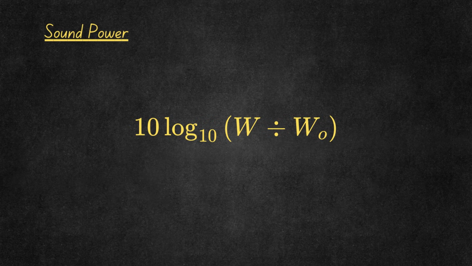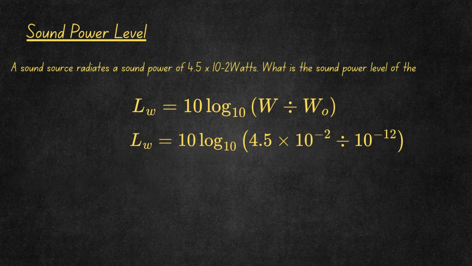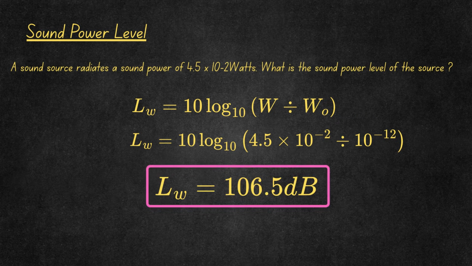The sound power level is the decibel level of a sound relative to the source sound power in watts. It is given by the following equation. The reference sound power equals 10 to the minus 12 watts. And here is an example of how to apply that formula.